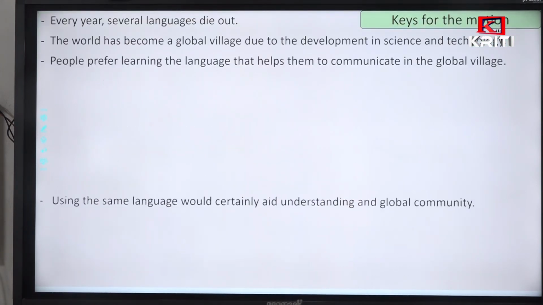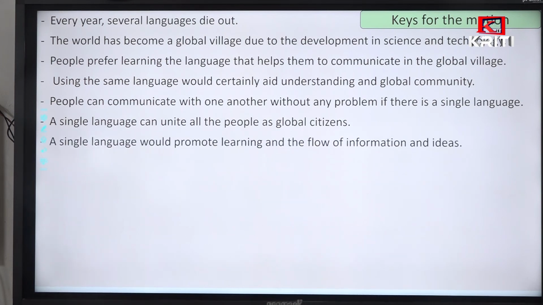Let's see more points that he has used. He has said, every year several languages die out. Next point, the world has become a global village due to the development in science and technology. People prefer learning the language that helps them to communicate in the global village. Using the same language would certainly aid understanding and global community. People can communicate with one another without any problem if there is a single language. A single language can unite all the people as global citizens.